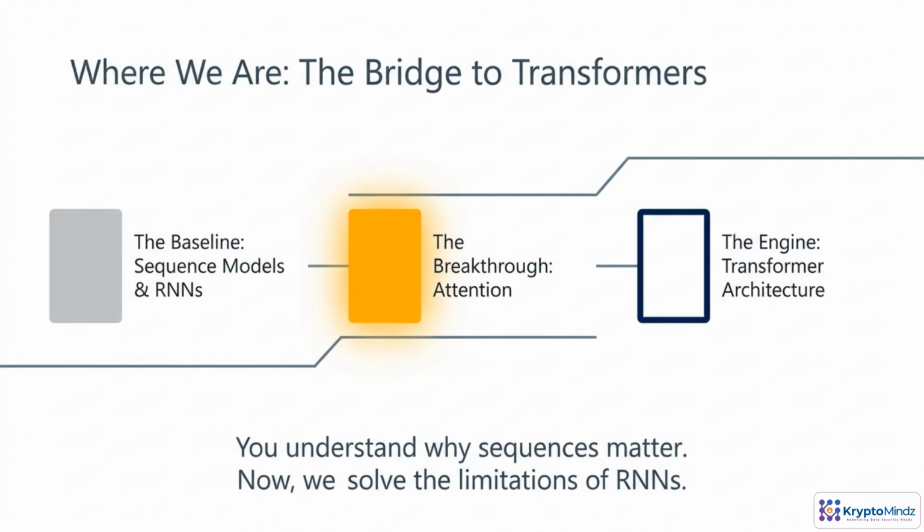You've already seen how RNNs handle sequences and why context matters. Now we're standing on the bridge between those models and transformers. First, we'll focus on the core idea of attention. Then we'll zoom out and connect it to the full transformer architecture.